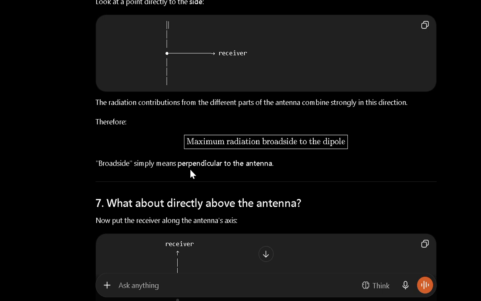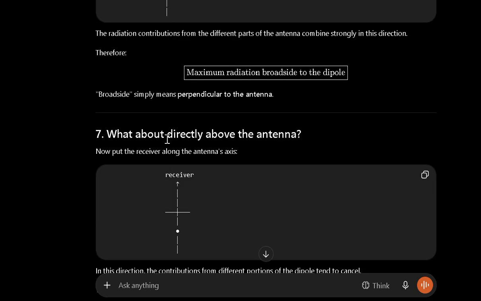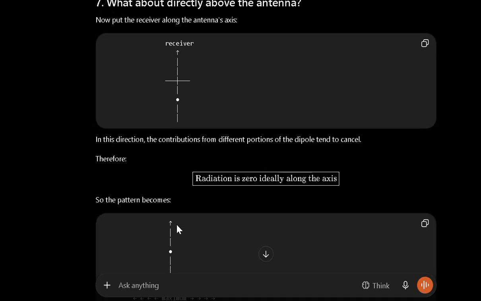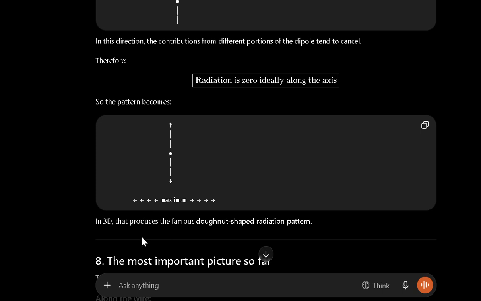So why does this happen? The antenna structure and its metallic properties all support that. What about directly above the antenna? Now put the receiver along the axis. If we put the antenna at the top, at the same distance, then along the axis the radiation will be zero. The pattern becomes maximum sideways.